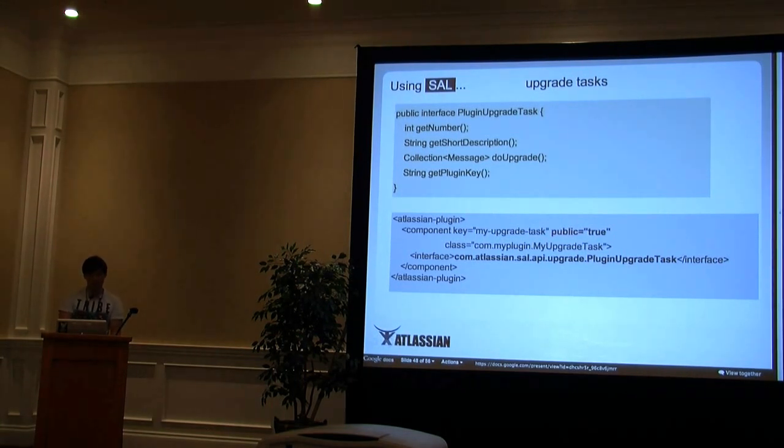Registering your own component is really easy. All you need to do is define a component element in your XML file and specify the interface that you're implementing, in this case the plugin upgrade task. And so that the plugin upgrade system can actually pick it up, you need to make it a public component. That way when SAL queries for your upgrade tasks, it'll be visible and it'll upgrade it if it needs to.